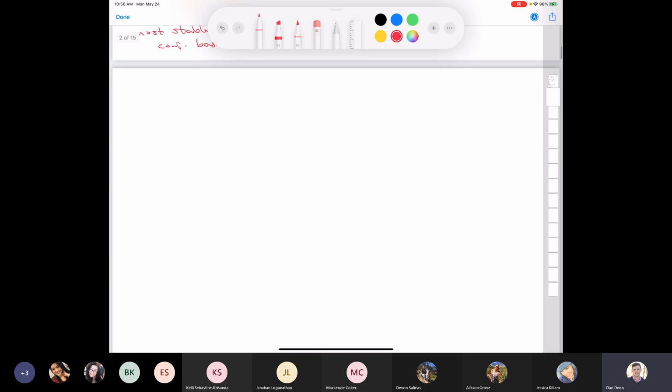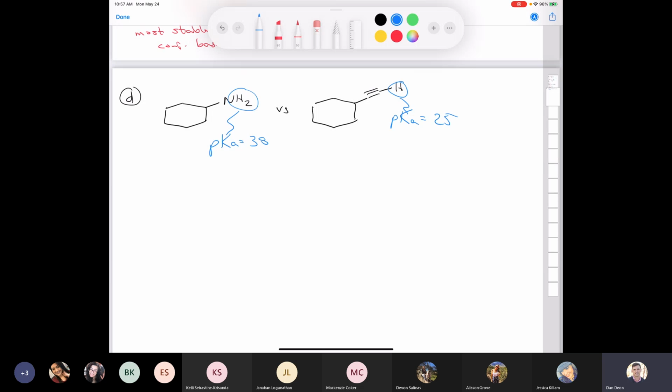Let's take a look at D. D, in my opinion, is just a matter of knowing your pKa values, I think is the best way to do this one. So we look here versus the acetylene, okay, which has a proton over here. Well, you should memorize that the pKa of an sp hybridized carbon-hydrogen bond is pKa equal to 25, whereas the pKa of an amine is around 38. And so this one is going to be a stronger acid.